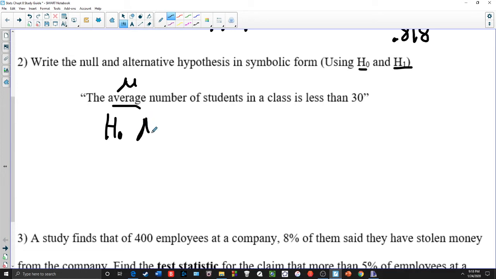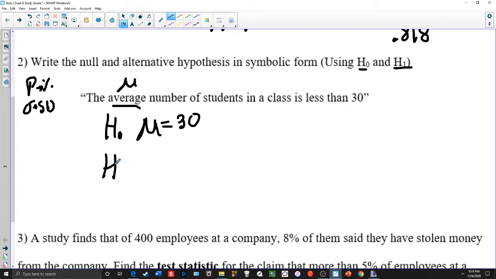So we're going to say mu is equal to 30, because your null hypothesis should always have an equality in there as standard for what we're doing. So your null hypothesis is always going to be mu equal to, p equal to, or sigma equal to. Remember, mu is for average, p is for percents, and sigma is for standard deviation.